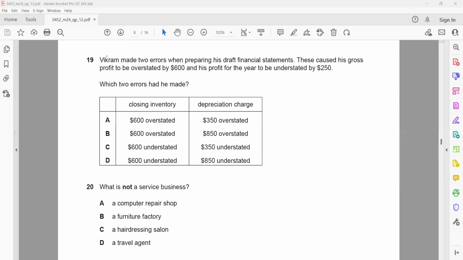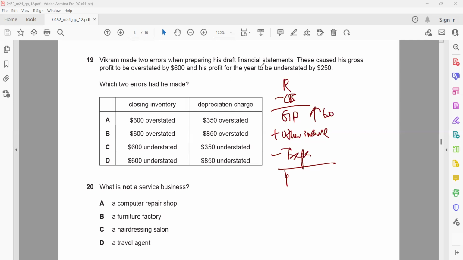Question 19. Vikram made two errors when preparing his draft financial statement. This caused his gross profit to be overstated by 600 and his profit for the year. So we have revenue, less cost of sales, gross profit, plus other income, less expenses, and then profit. So now they say that this caused gross profit to be overstated by 600, and then his profit is understated by 250.